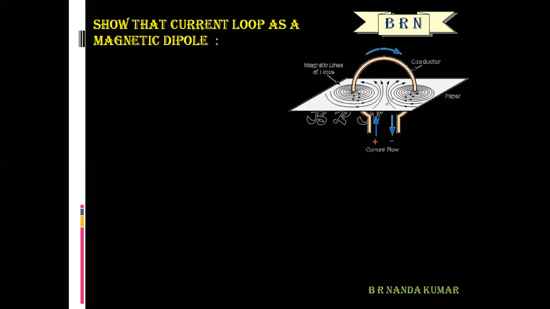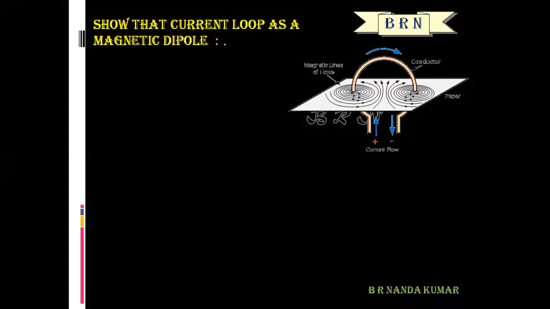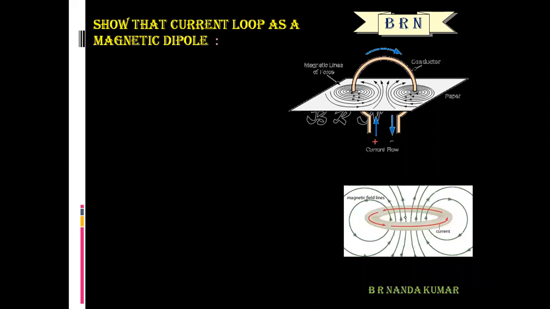But at the center, the magnetic field lines are almost straight. That means at the center of the loop, the magnetic field is uniform. So the magnetic lines of force at the center of the current loop are straight, which means the magnetic field at the center of the current loop is uniform. This is the animation of the magnetic field lines around the current carrying loop.